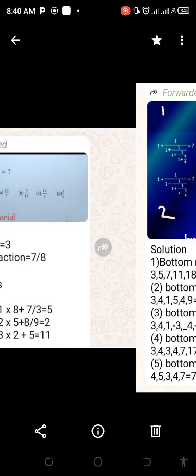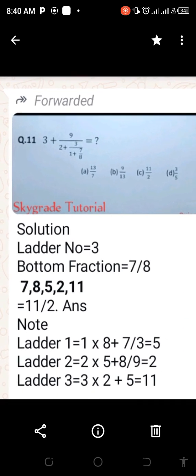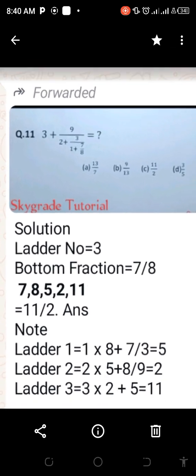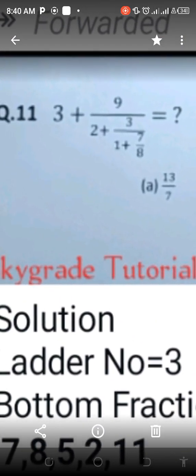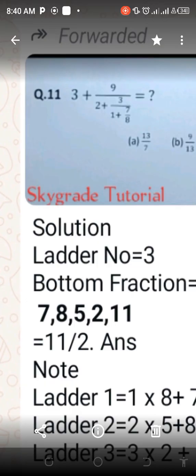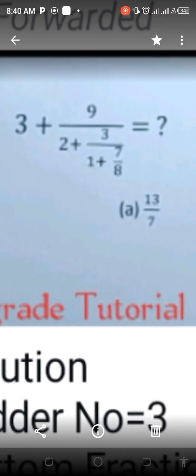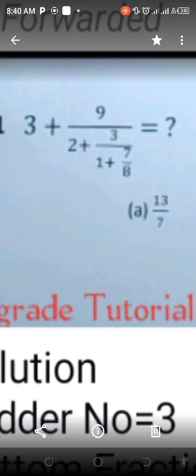Now, we are going to take a look at the last example. That question says evaluate 3 plus 9 over 2 plus 3 over 1 whole number 7 over 8. Now let me ask a question. How many ladders are there in this fraction?